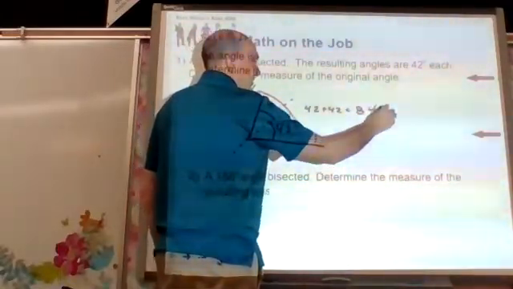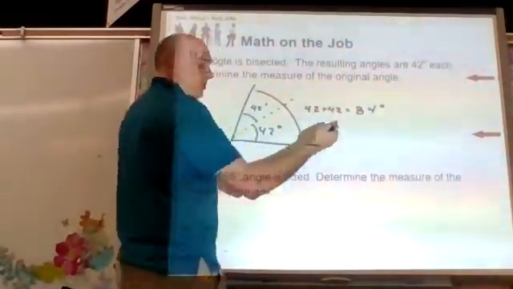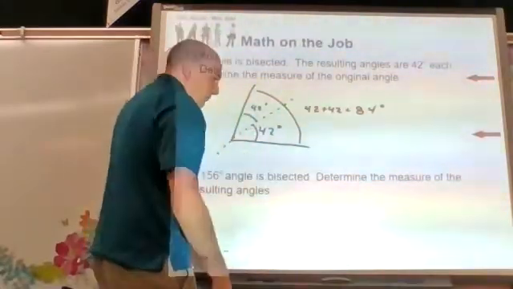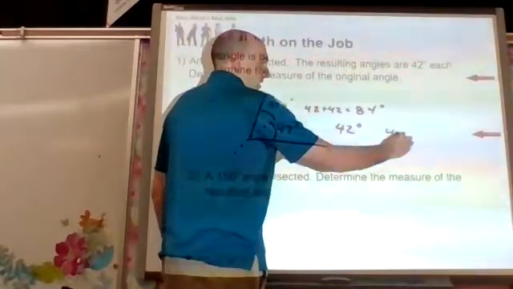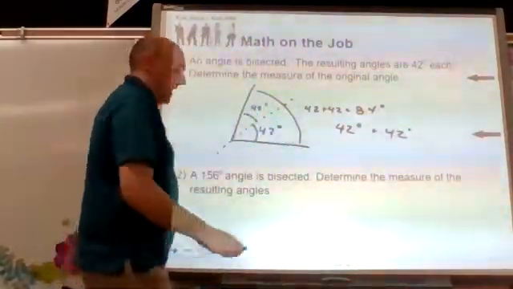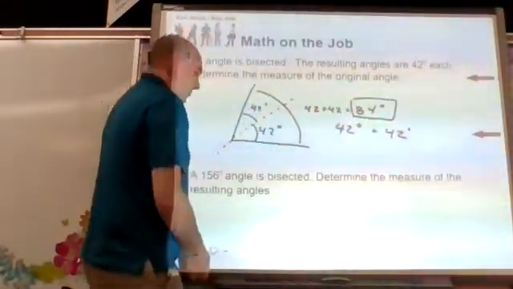84 degrees. When you bisect 84 degrees, meaning you cut it into two equal parts, you get 42 degrees and 42 degrees. Right, so 84 is your answer for this first question.